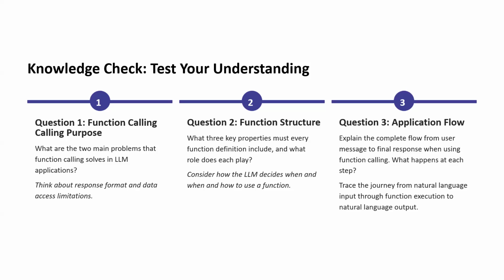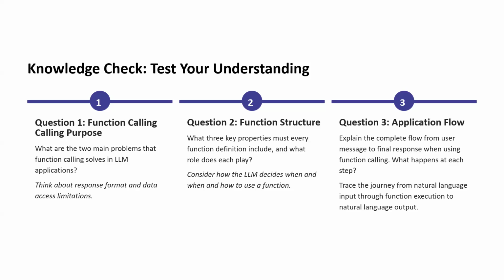Question two says function structure. What are the three key properties most every function definition includes, and what roles do they play? The three key properties are a name, a description, and the parameters for the search. We need to ensure that the name is descriptive and unique, the description tells us what the function does, and the parameters say what information we need from the user's query to perform the task at hand.